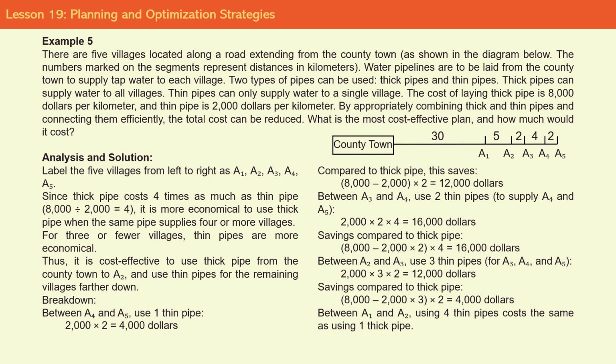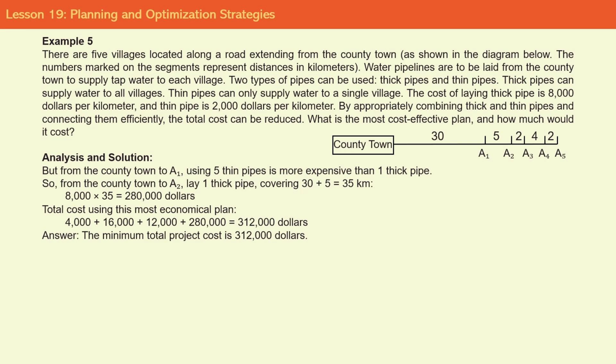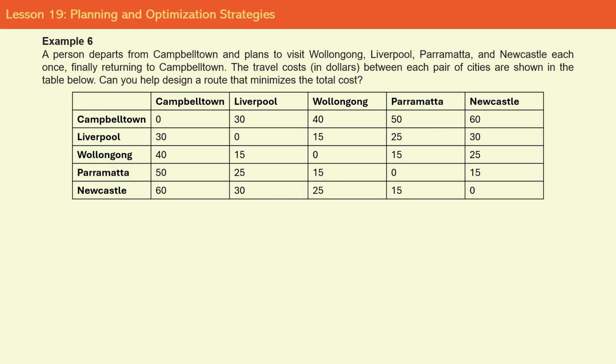Between A1 and A2, using 4 thin pipes costs the same as using 1 thick pipe. But from the county town to A1, using 5 thin pipes is more expensive than 1 thick pipe. So, from the county town to A2, lay 1 thick pipe, covering 30 plus 5 equals 35 kilometers, it costs $280,000. Total cost using this most economical plan is $312,000.